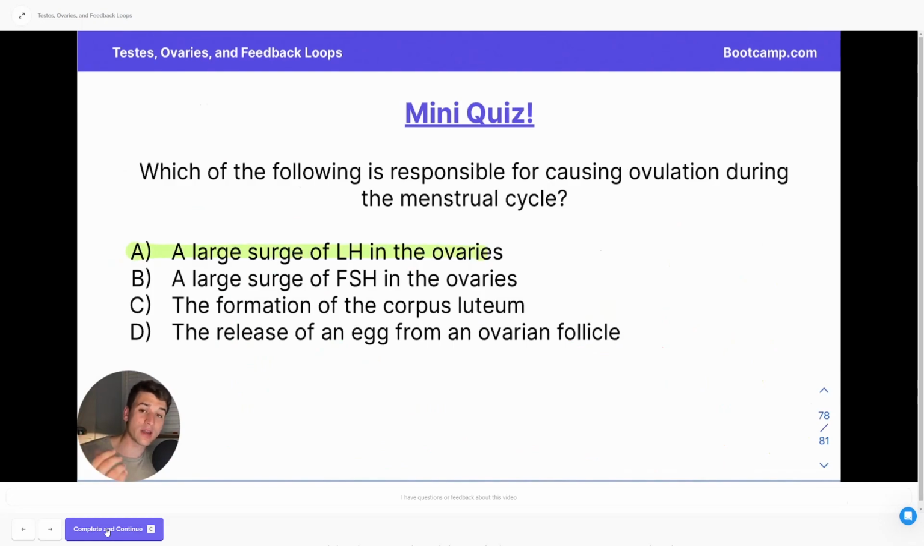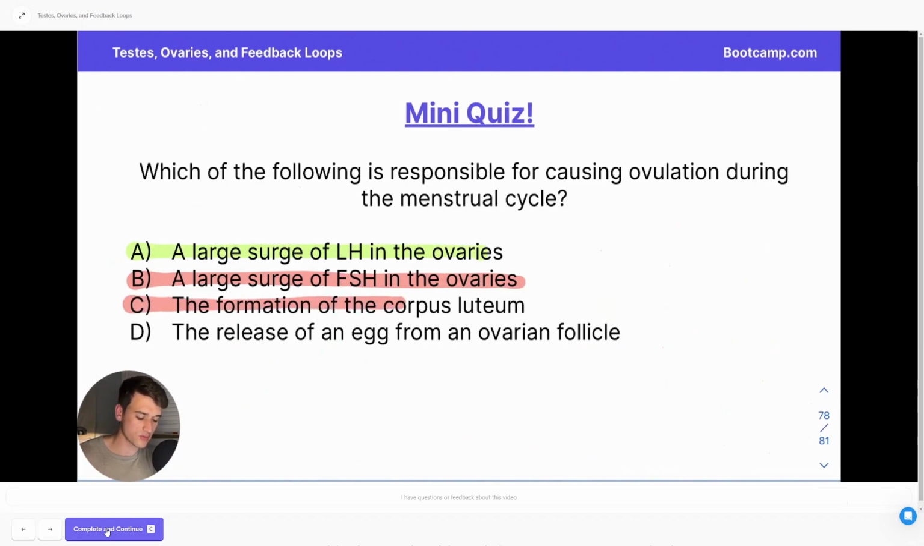Remember, we're going to count on estrogen from the ovarian follicle to enter a positive feedback loop with the production of luteinizing hormone, giving us a large surge of luteinizing hormone stimulating ovulation. B is incorrect. We're never really going to see a large surge of follicle-stimulating hormone the way we see it for luteinizing hormone. And even if we did, FSH is more concerned about the development of the ovarian follicle and not stimulating ovulation.